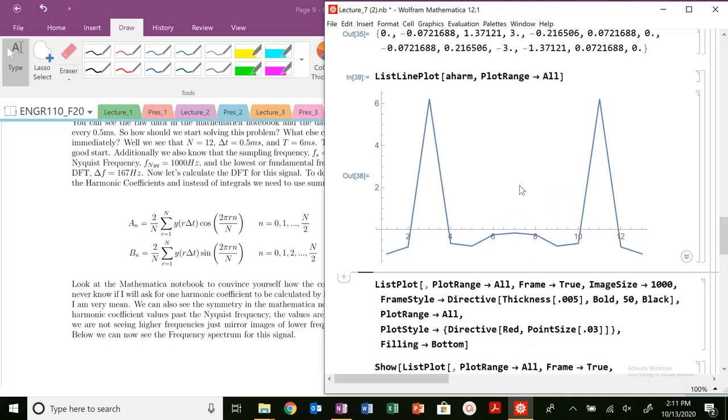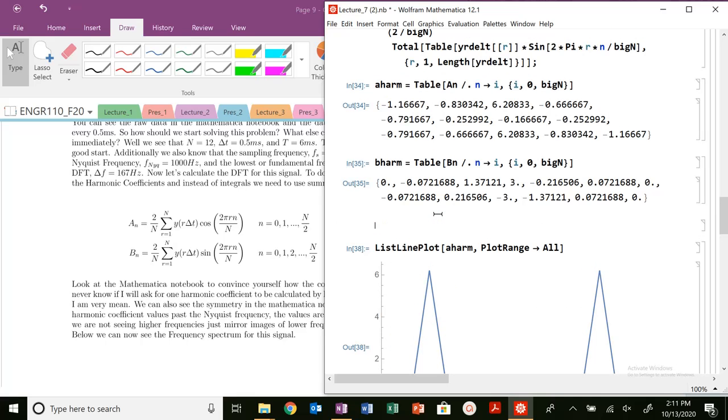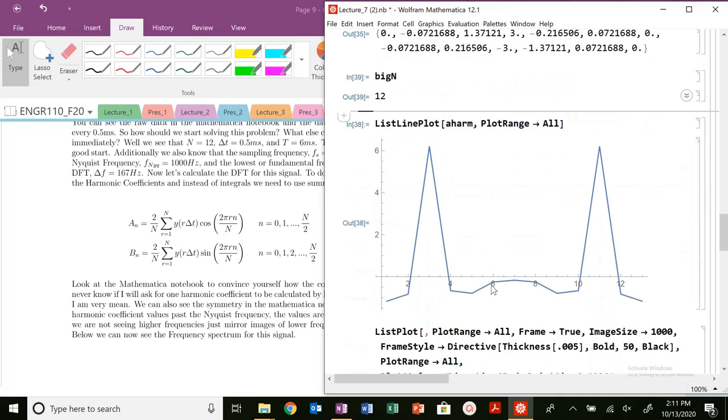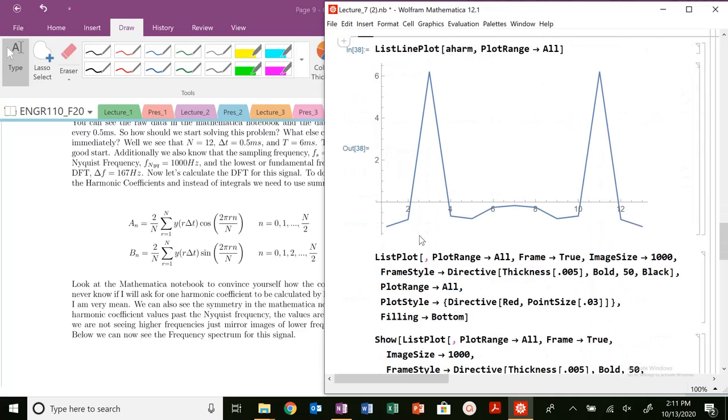This function has mirror symmetry around N over 2. So what is our Nyquist? What is the length of our big N? 18. And actually, let's do the length of A harm, so 13. So at 7 here, this is our midpoint. Everything across here has mirror symmetry.